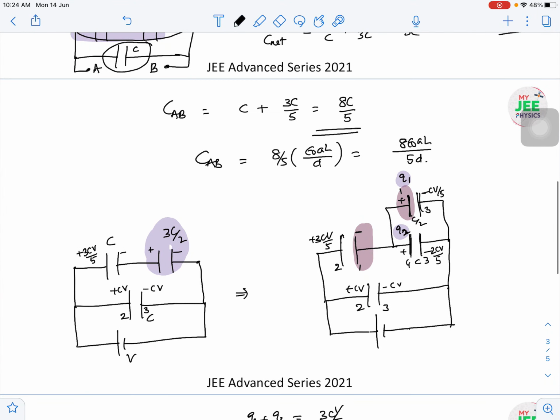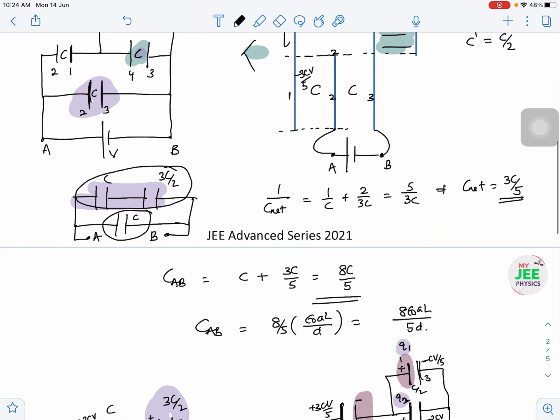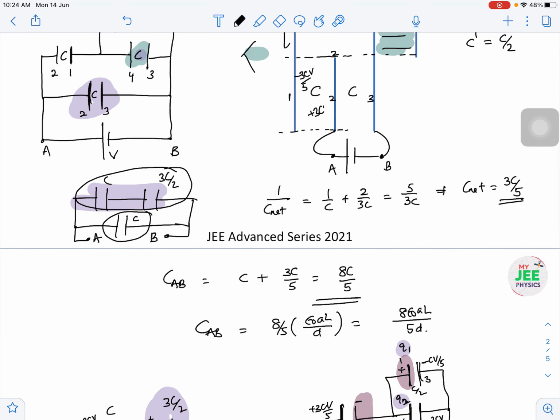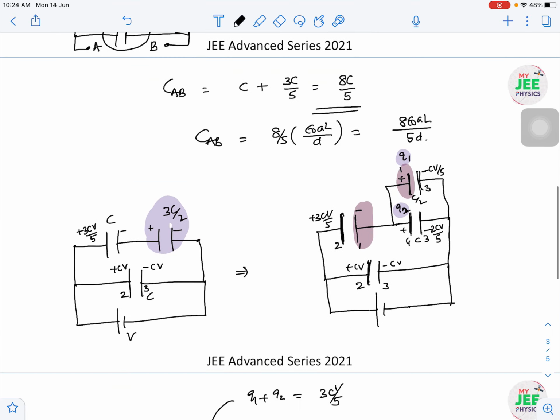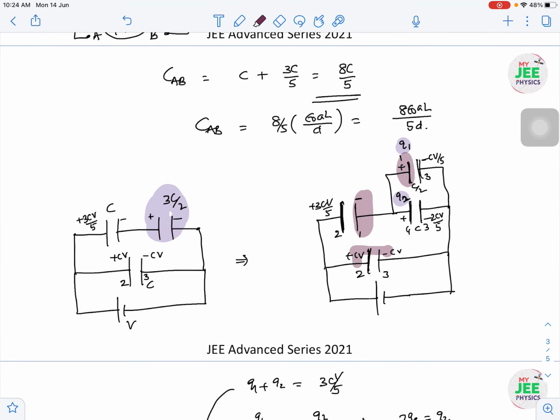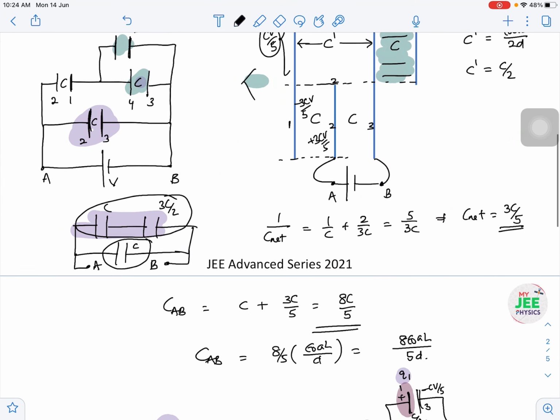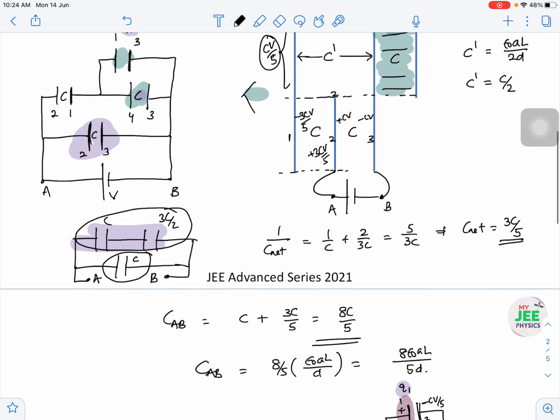Okay? The second plate will have two surfaces. See, 2 and 3, 2 and 1. As it is minus 3CV by 5, you will get plus 3CV by 5 on this side. And the second and third capacitor, if you see, plus CV and minus CV, right? So that means this is plus CV and this is minus CV. Now what is the charge on the second plate? 3CV by 5 plus CV. It will be 8CV by 5. So like this you can find the charge on the capacitor plate also.